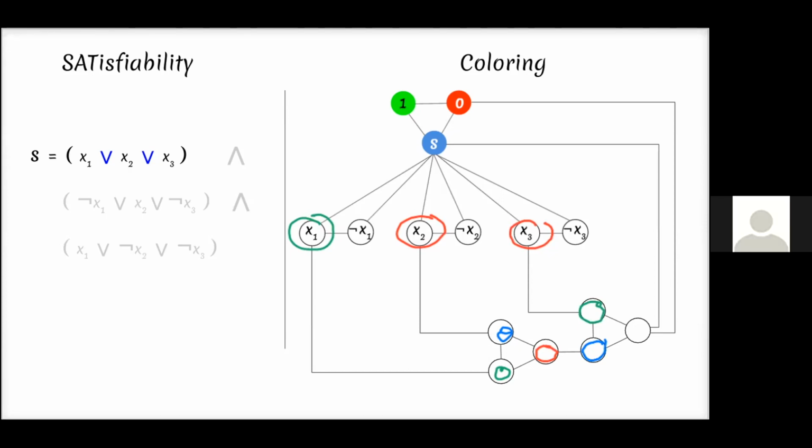Hey, Ali? Yeah. The neighbor to x1 should be red. The neighbor of what? Sorry. The vertex adjacent to x1 should be red, not green. Oh, sorry about that. Yeah, good point. Red. Okay. Which means this one must be green. Okay.